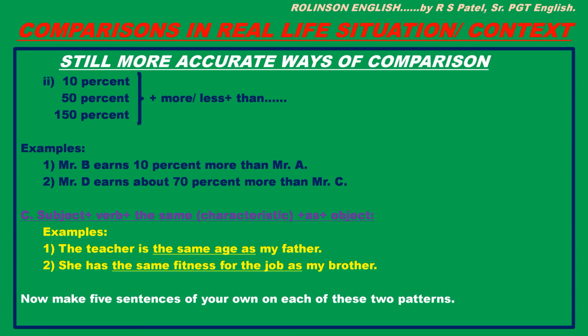See another structure here. Subject plus verb plus the same characteristic plus as plus object. Examples. Number 1, the teacher is the same age as my father. Another example, she has the same fitness for the job as my brother. In the first case, the two people compared are the teacher and my father, and in the second case, she and my brother. Now, make 5 sentences of your own on each of these patterns.